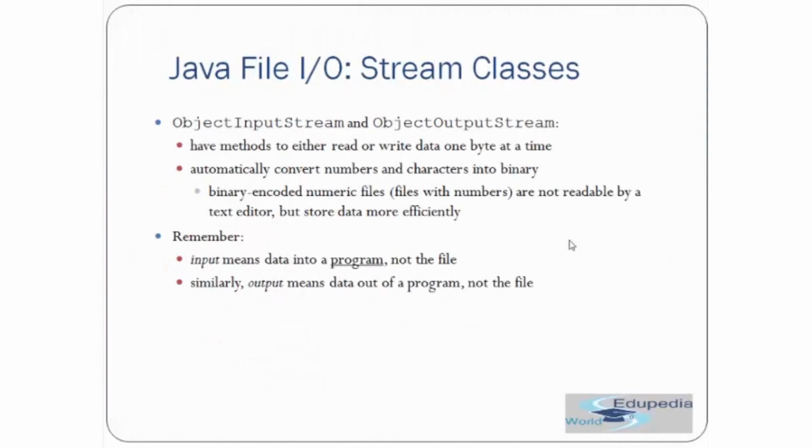Okay guys, now let's do this one, which is Java file IO and stream classes. In Java file IO and stream classes, we have two classes, ObjectInputStream and ObjectOutputStream. They both have methods to either write or read data one byte at a time, and automatically convert numbers and characters into binary. Binary encoded numeric files are not readable by a text editor but store data more efficiently. Remember, input means data into a program, not the file. And similarly, output means data out of a program, not a file. So don't get confused unless and until said.